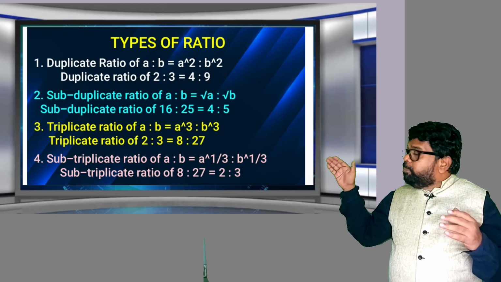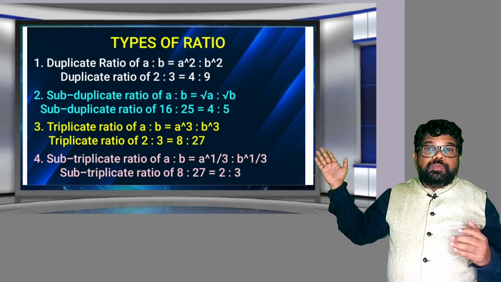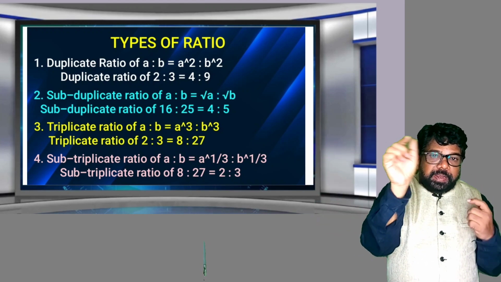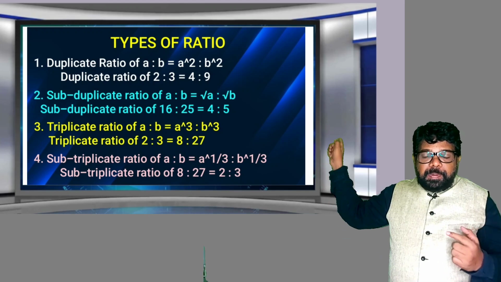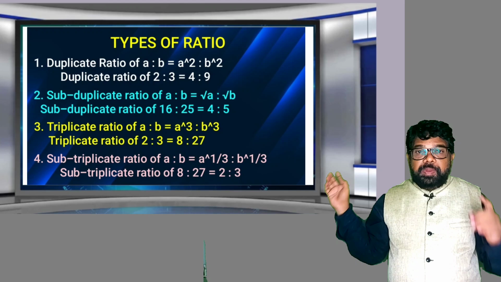Now the third one is triplicate ratio. What is the triplicate ratio of A is to B? A cube is to B cube. Triplicate means 3. How to put in your mind very easily. Triplicate means 3, so power 3, power 3. So the triplicate ratio of A is to B is A cube is to B cube.